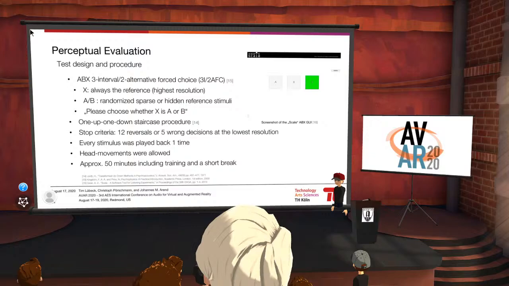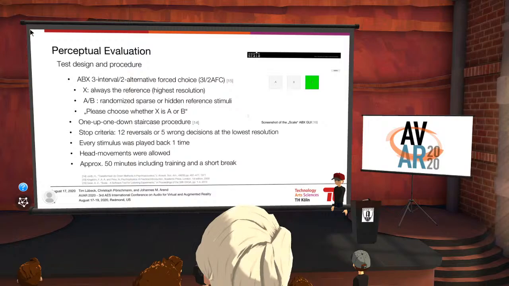And then we played back each stimulus one time, and after that the participants had to rate whether A or B was the full resolution, or the stimulus X. If they could indicate the higher resolution, in the next trial the next higher resolution was presented. If they could not indicate it, at the next trial the next lower resolution was presented. And this is a one-up, one-down staircase procedure, which lets us converge to the perceptual threshold we want to find.